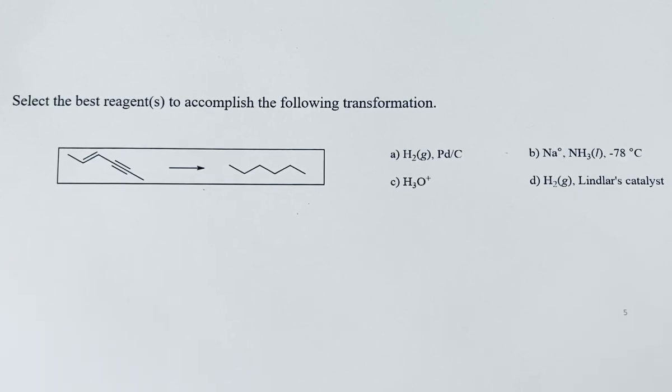Select the best reagents to accomplish the following transformation. So in this problem, we are given the starting material and the products, and we are asked to come up with the reaction conditions. So we need to look at our starting material, look at our products, and compare two things.